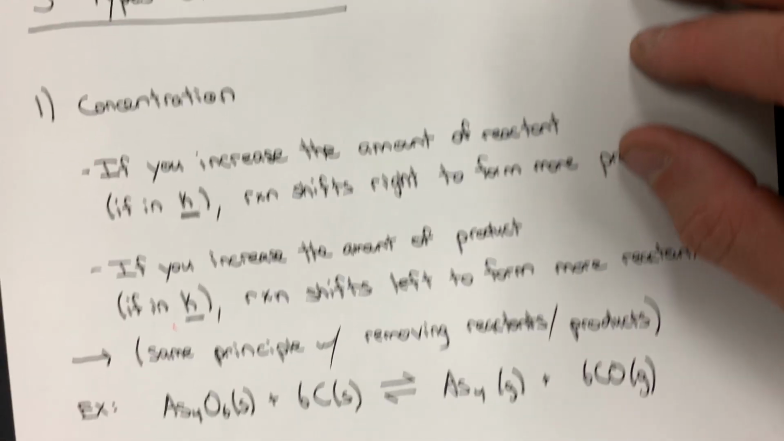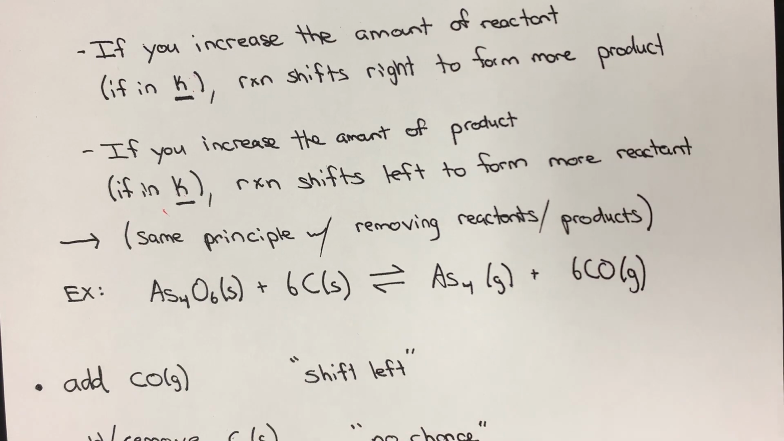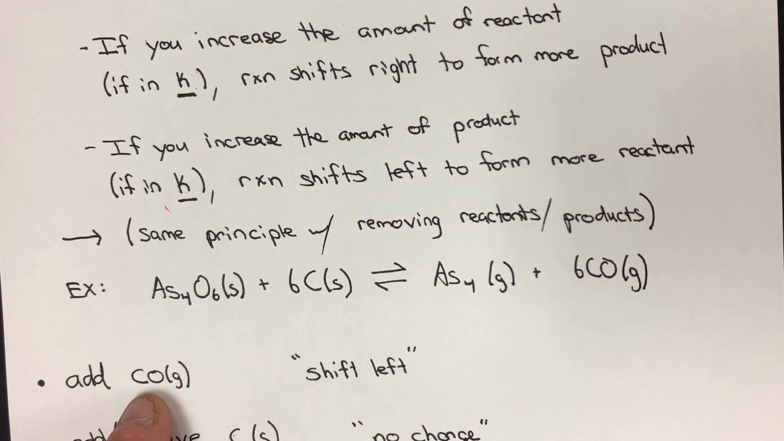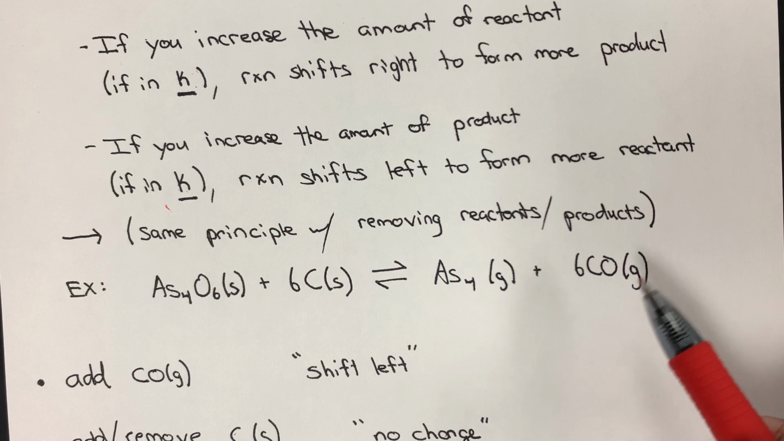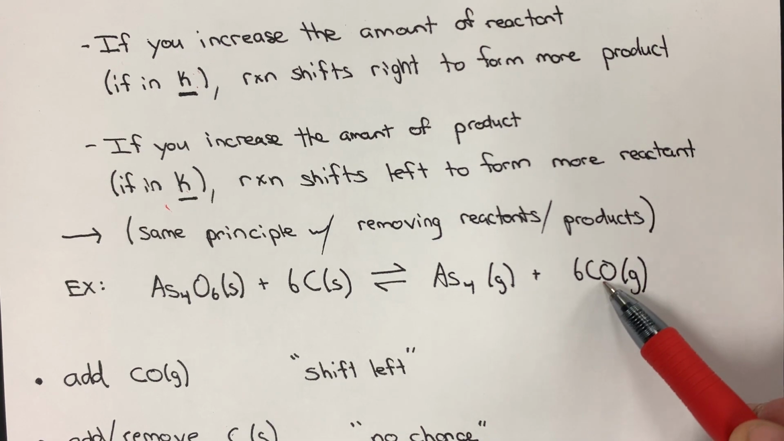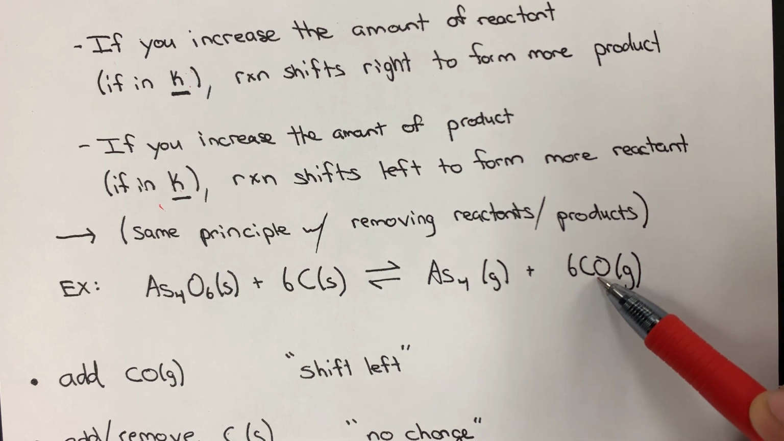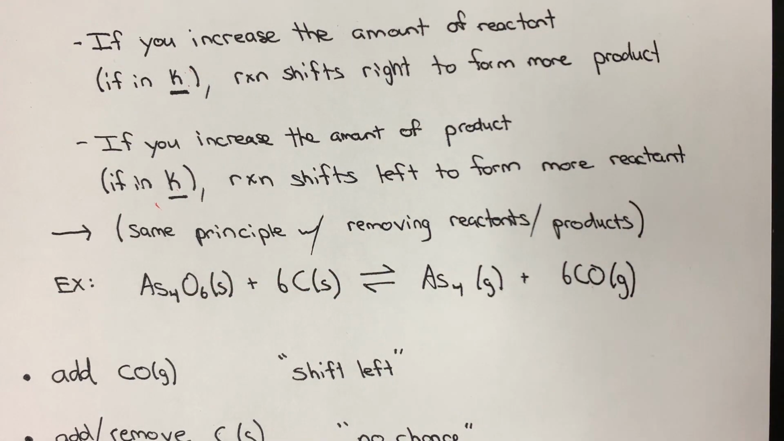Let's take a look at the following reaction. Let's say, given the following reaction, we are going to increase the amount of carbon monoxide gas. Okay, now the gas in this case is a product. So if we increase the amount of product, the system is going to respond in a way to diminish that product, and it will thereby shift left, favoring the reactants.